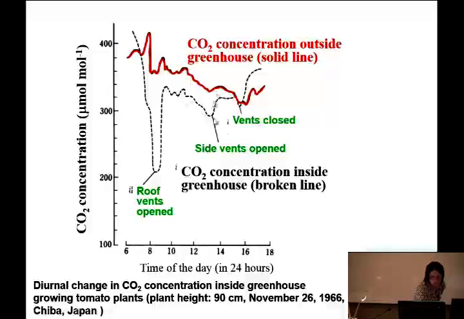And then side vents open, so that ventilation rate increased. So now you see the delta CO2 reduced, okay? If the ventilation is getting higher and higher, you have the CO2 concentration in the greenhouse closer and closer to the outside, okay? All right.